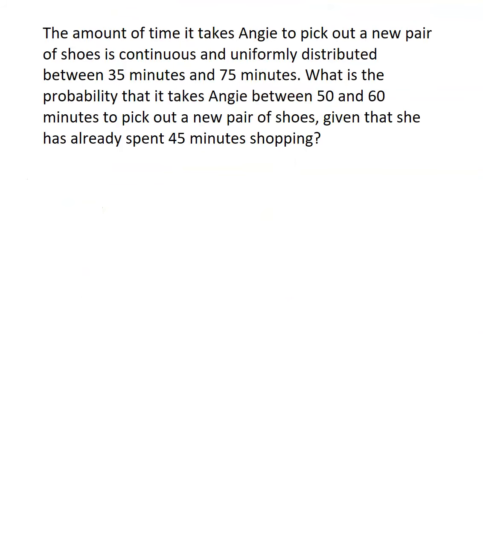We are going to reuse the Angie problem and just add a condition to it. The amount of time it takes Angie to pick out a new pair of shoes is continuous and uniformly distributed between 35 minutes and 75 minutes. What is the probability that it takes Angie between 50 and 60 minutes to pick out a new pair of shoes, given that she has already spent 45 minutes shopping? I will walk you through all the steps. I know you are probably going to skip some steps because you know the process, but I'm trying to explain it with utmost detail.